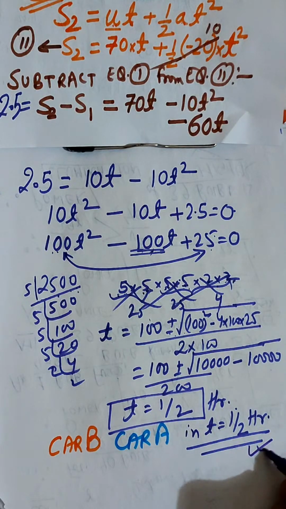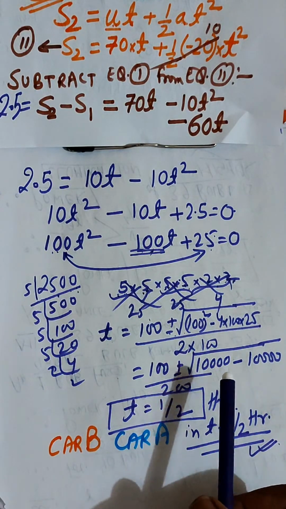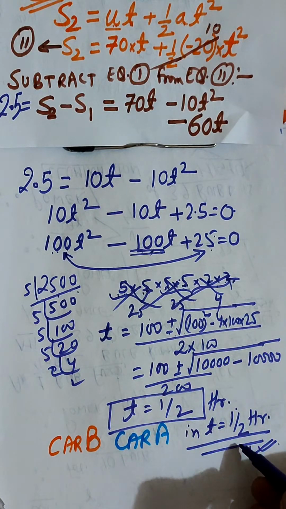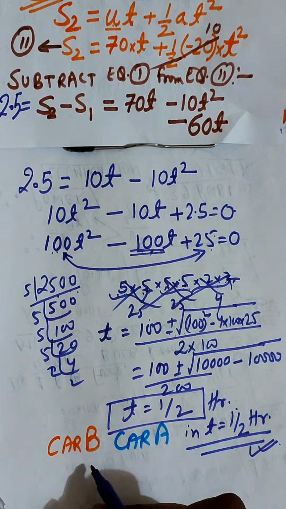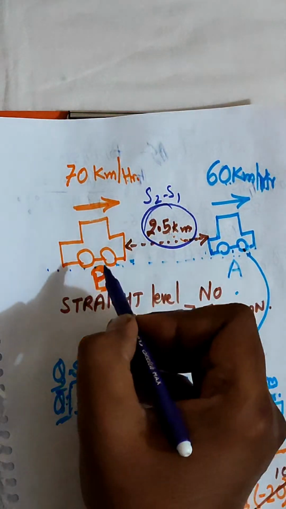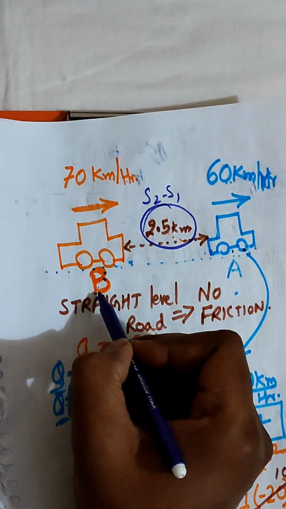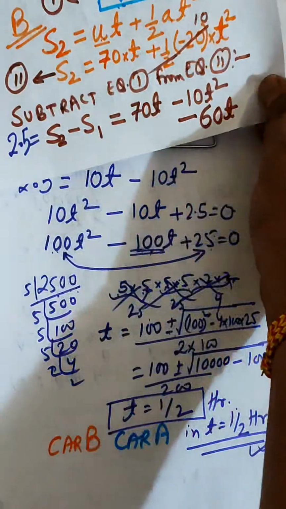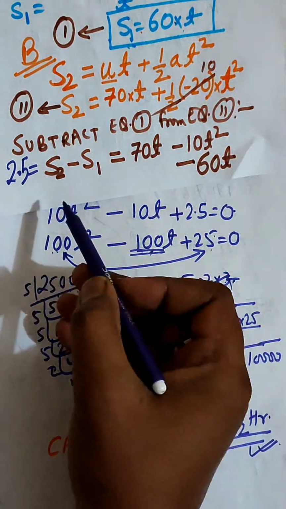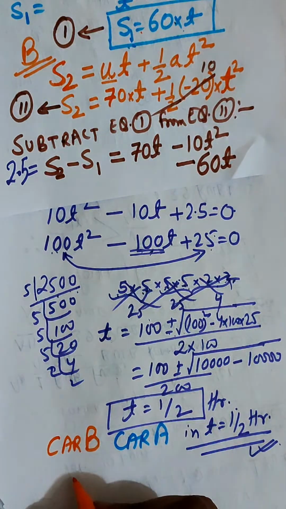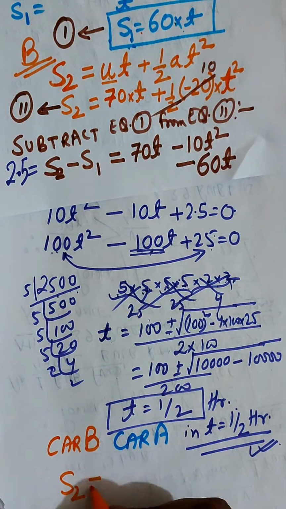And it was also asked that at what distance and time will B catch up with A. So the time is calculated. Now the value of S2 is left over to you. That means at the time, what was the distance of B? That needs to be calculated. Okay, so that is S2. You can see that is S2.